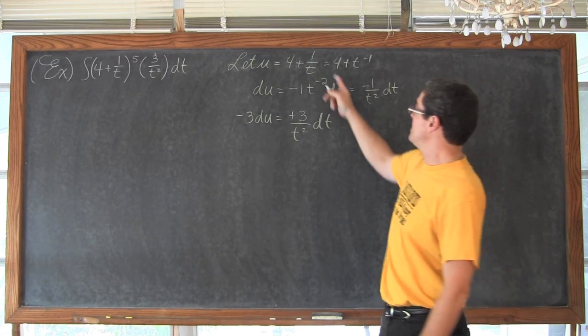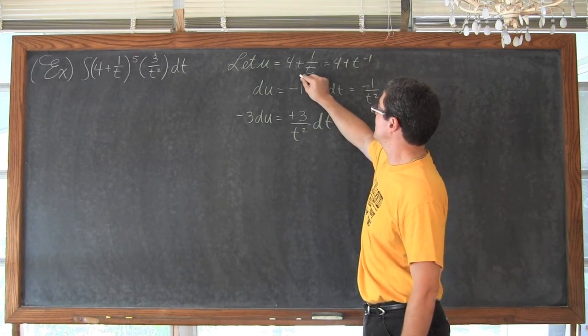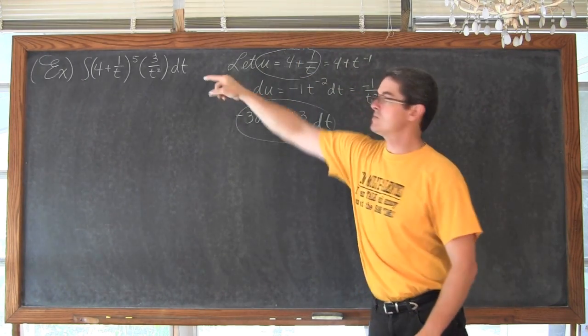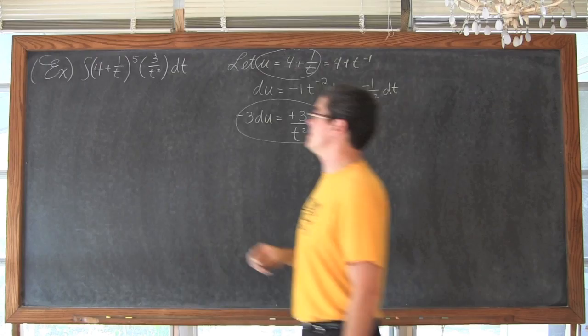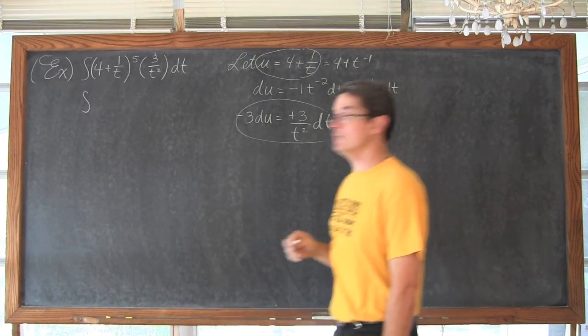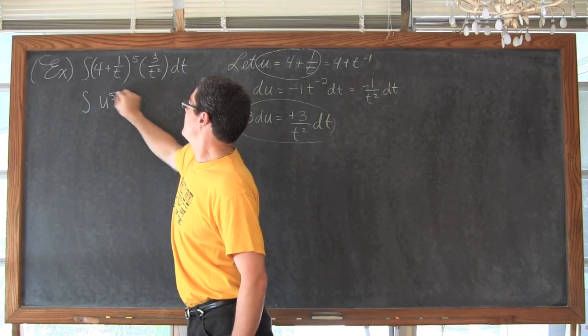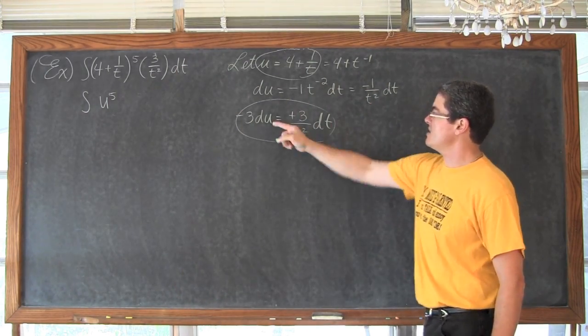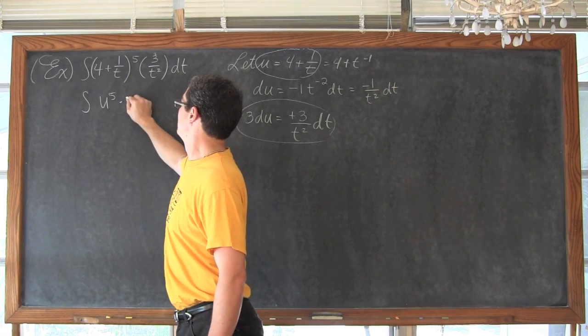So when I take these, and use this and this to substitute back into my original problem, we get the integral of 4 plus 1 over t is u, so we have u to the 5th, and 3 over t squared dt is equal to negative 3 du.